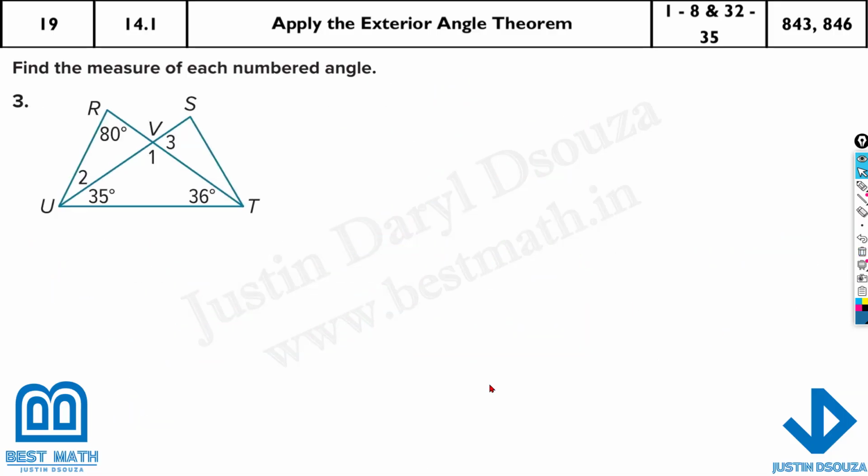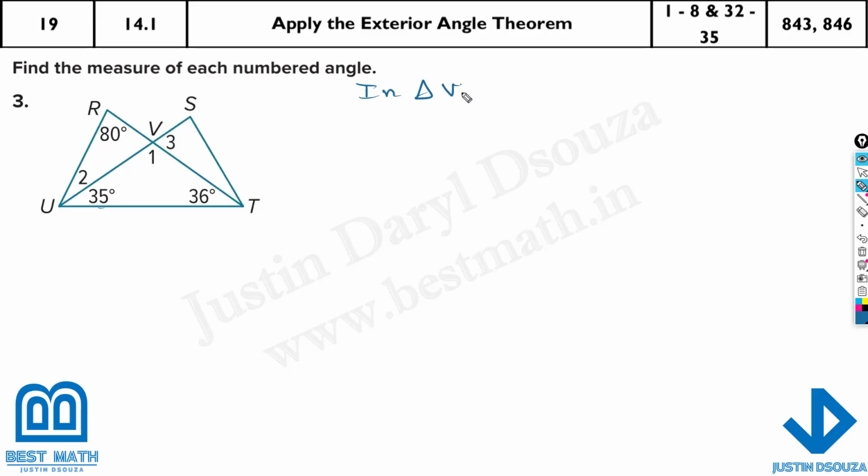And how do we solve this one? Again, let's look at one. Let's see which triangle has most of the information. See, VUT or VTU. This triangle has 35, 36, and 1. So I'll just focus on this one.